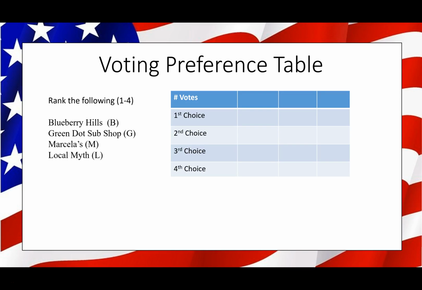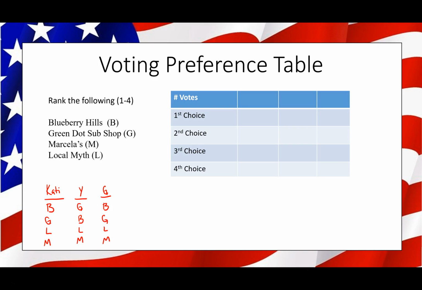Let's say I had you in class and I said, hey, rank the following as your favorite restaurants in Manson/Chelan. And let's say that Kati said, I like Blueberry Hills, and then Green Dot, and then Local Myth, and then Marcella's. And then let's say Isaac said he liked Green Dot, then Blueberry Hills, then Local Myth, and then Marcella's. And then let's say Gunnar said the same thing as Kati.